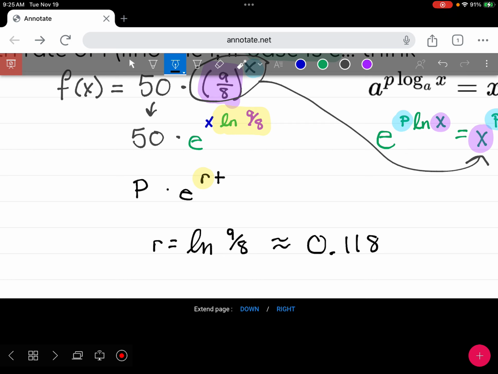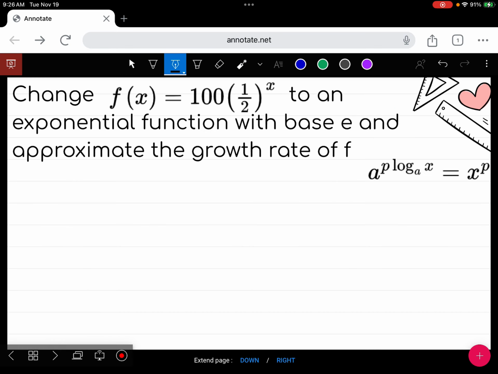It's taking an exponential function that has a multiplier as a base and making it a continually compounded exponential problem. We're going to practice it again because I know it's weird and awkward. Questions on the first one? Okay. Same thing. We're going to write it with a base of e to get the growth rate. We're trying to find r.